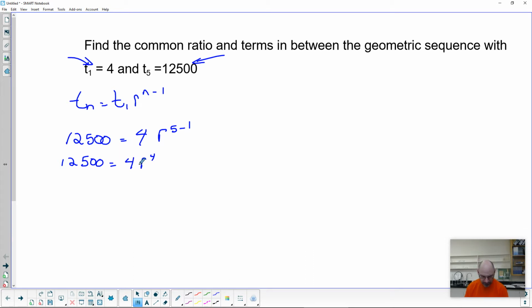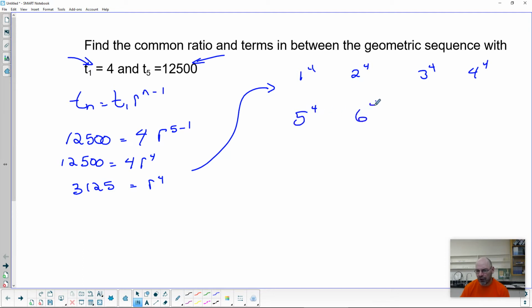So 12,500 divided by 4 is 3,125 equals something to the power of 4. Now, we don't know logs yet, and that doesn't happen until grade 12. So what we have to do is guess and check here. So 1 to the power of 4, 2 to the power of 4, 3 to the power of 4, 4 to the power of 4, 5 to the power of 4, 6 to the power of 4. Which one of those is going to fit? Or is it going to be in between?